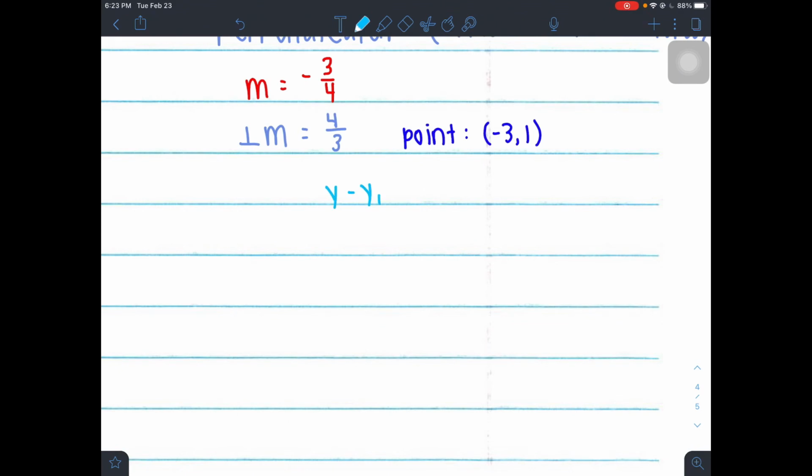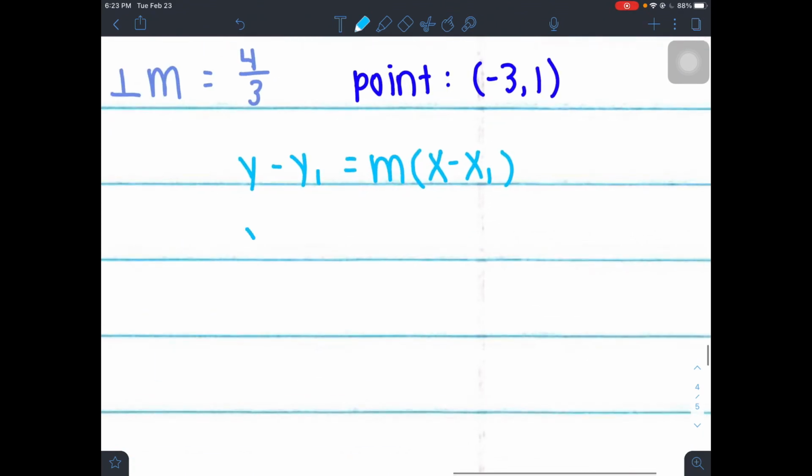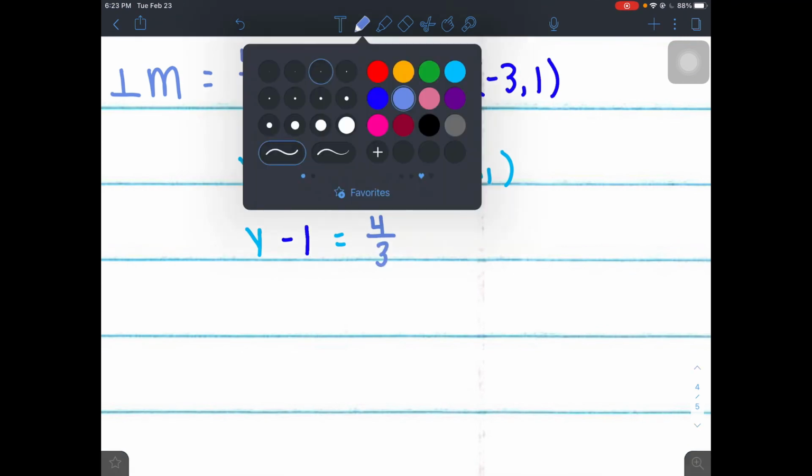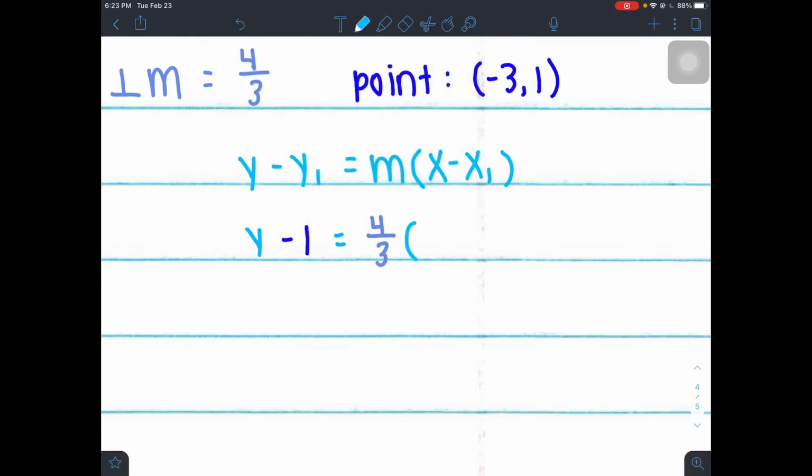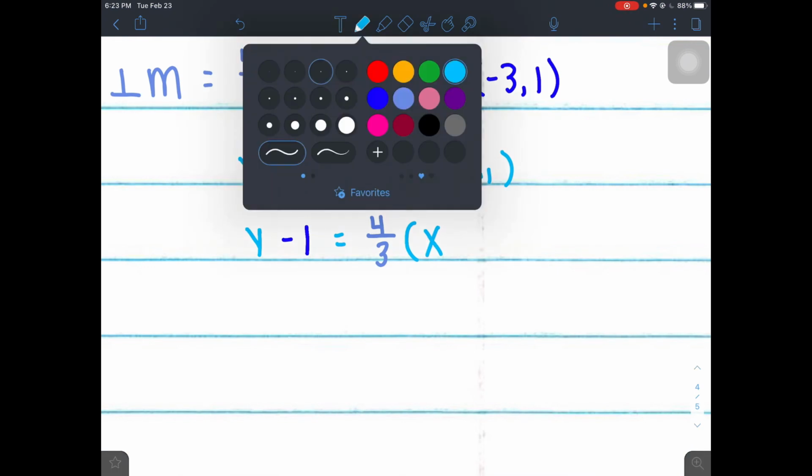So y minus y1 equals m times x minus x1. So we fill in our information: y minus 1 equals positive 4/3 times x plus 3.